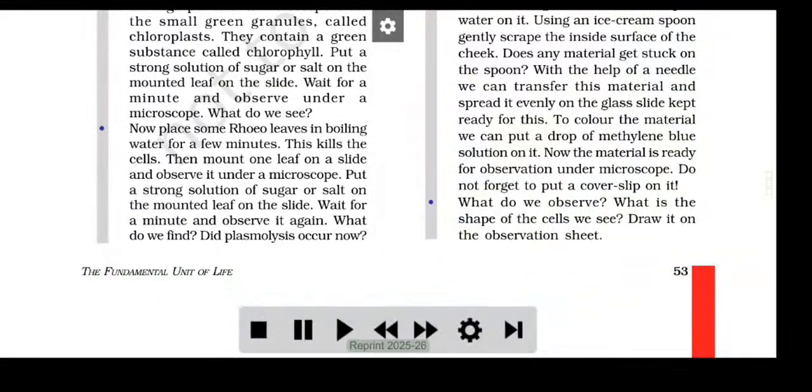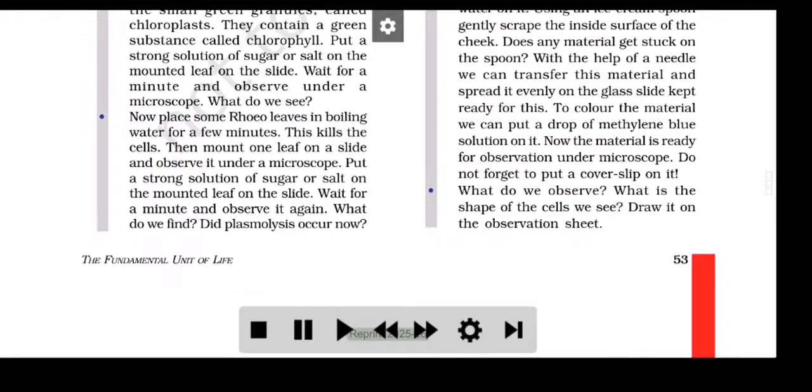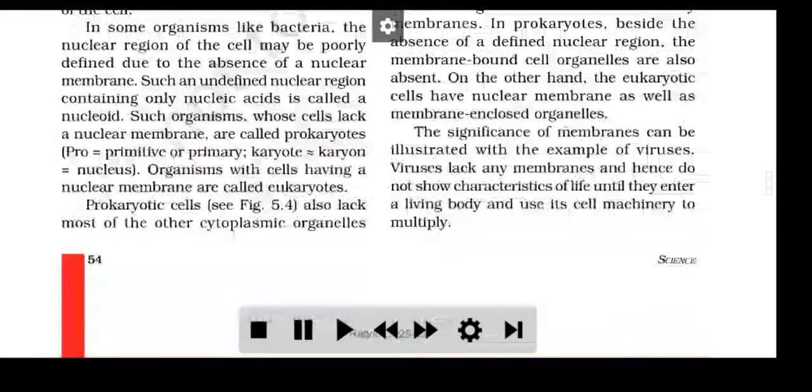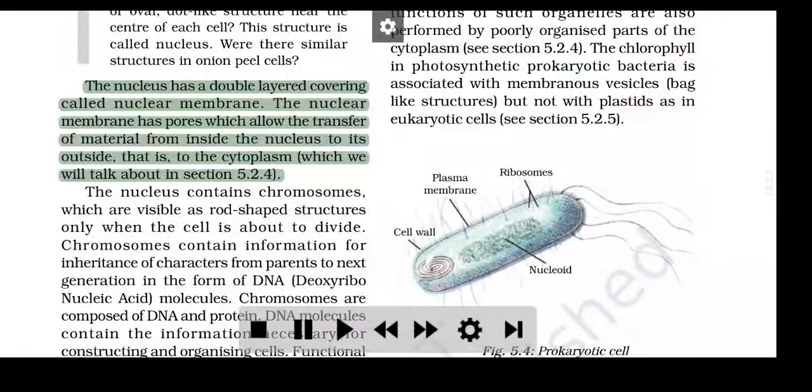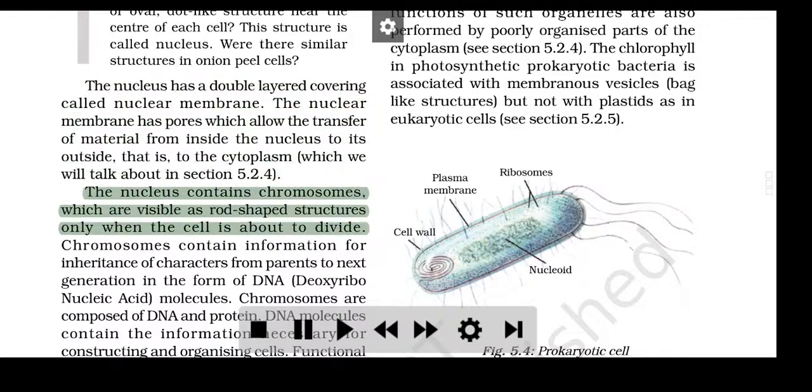Fundamental Unit of Life 53. Reprint 2025-26. Was there a darkly colored, spherical or oval, dot-like structure near the center of each cell? This structure is called the nucleus. Were there similar structures in onion peel cells? The nucleus has a double-layered covering called the nuclear membrane. The nuclear membrane has pores which allow the transfer of material from inside the nucleus to its outside, that is, to the cytoplasm, which we will talk about in section 5.2.4. The nucleus contains chromosomes, which are visible as rod-shaped structures only when the cell is about to divide.